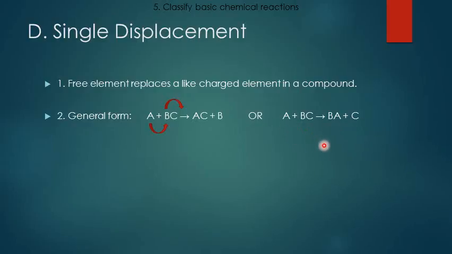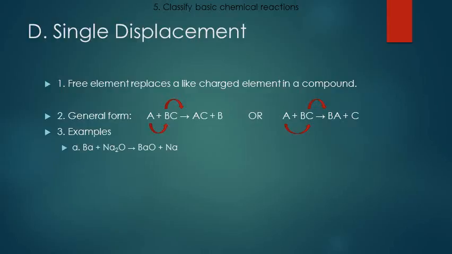If A is a nonmetal, meaning it will form an anion, it will take the place of the anion in the compound, and then that anion would get kicked out as the free element. So in this case, we get Ba as a product, and then we get C as the free element. So let's look at some examples here.